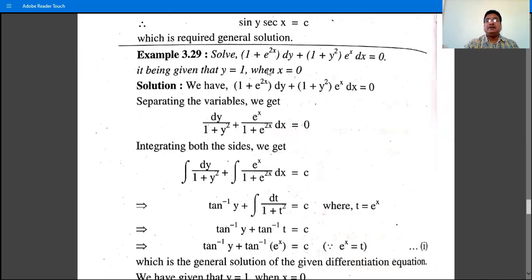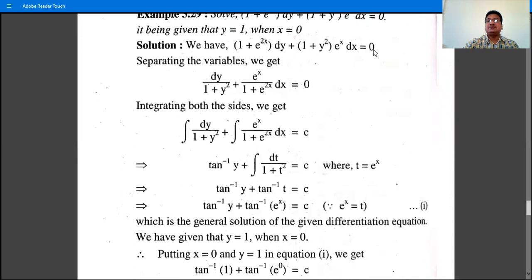So first we have to find the general solution. 1 plus e raised to 2x dy plus 1 plus y square e raised to x dx is equal to 0. So separate the variables. What do we get? We get dy, shift this quantity to RHS and then separate the variables, or directly we have dy divided by 1 plus y square plus e raised to x divided by 1 plus e raised to 2x dx is equal to 0. Okay, that is shift this quantity to RHS and then it becomes minus, and then shift the quantity. We have this. Then integrating both sides.